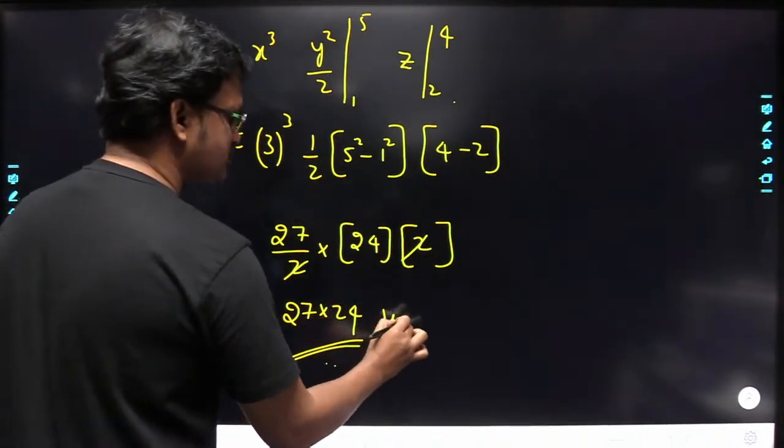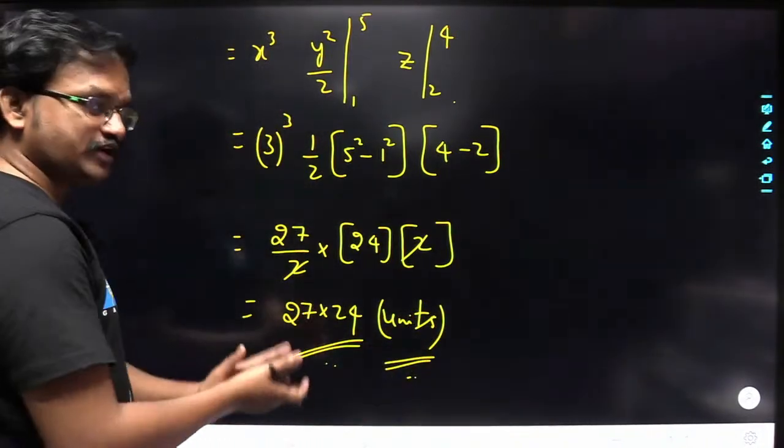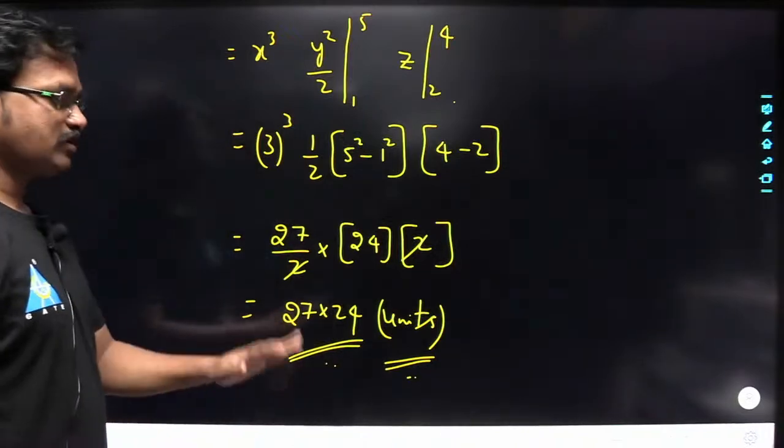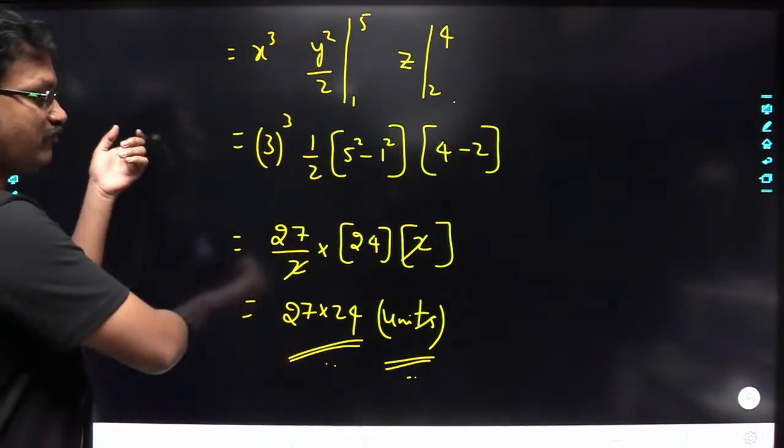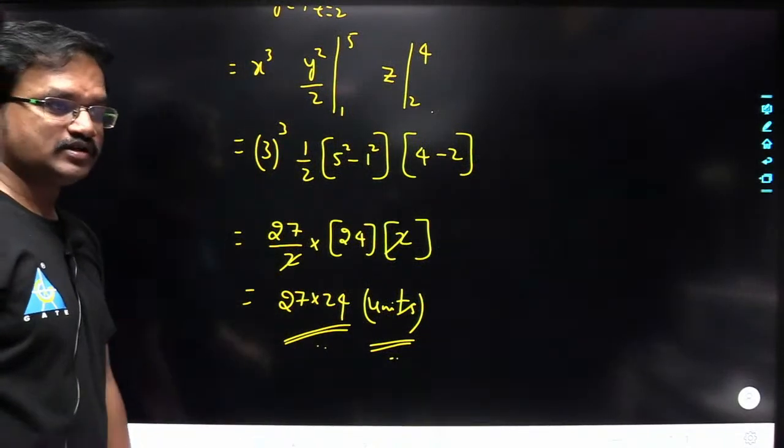Okay, some units. They have not mentioned any units here, so simply some units must be present here. So 27 into 24. This is the value of the flux that is penetrating through the given surface.